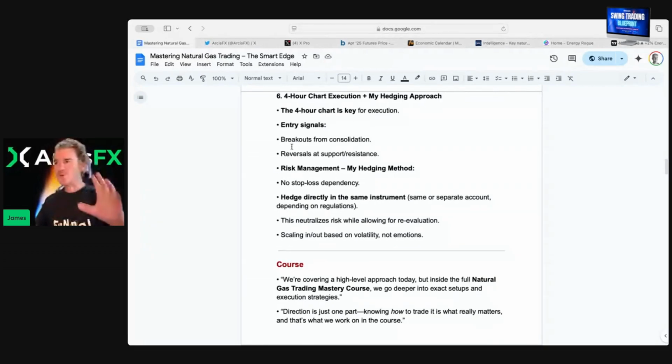Basically, what we want to do is set a direction. It doesn't matter if we're wrong or right on that direction. That's not the important thing. But the important thing is to get a bias. We want to have a bias. And we want to have a line in the sand that tells us when our bias is wrong. So let's say we drop below $3 on natural gas. My directional bias was long, let's say.